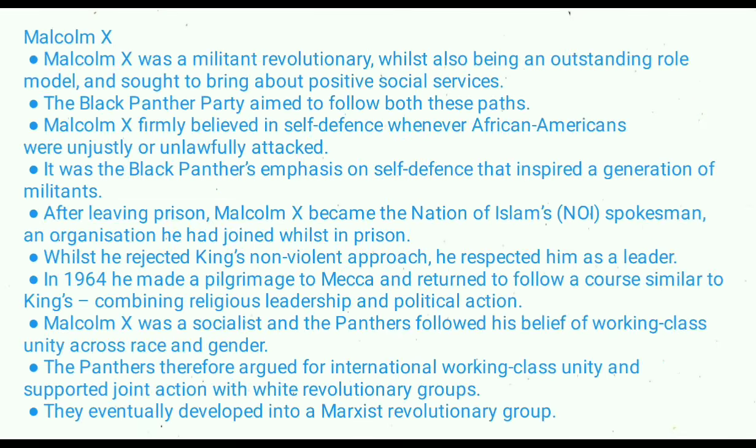Malcolm X. Malcolm X was a militant revolutionary, also being an outstanding role model, and sought to bring out positive social services. The Black Panther Party aimed to follow both these paths. Malcolm X firmly believed in self-defense whenever African Americans were unjustly or unlawfully attacked. It was the Black Panthers' emphasis on self-defense that inspired a generation of militants.